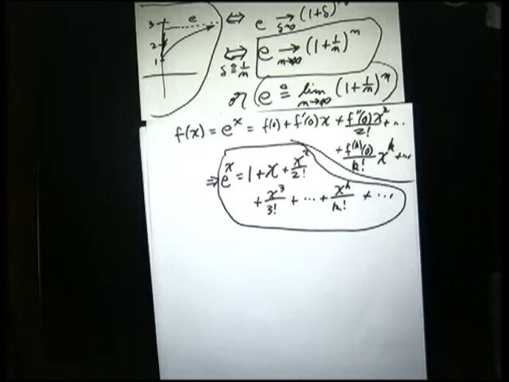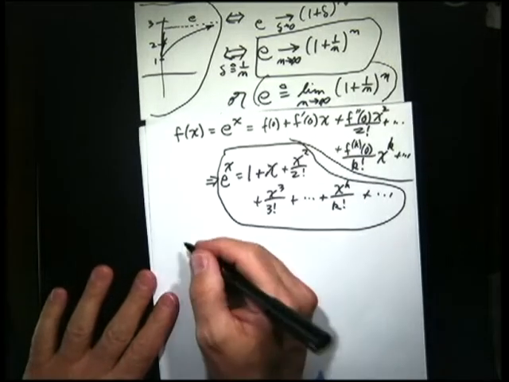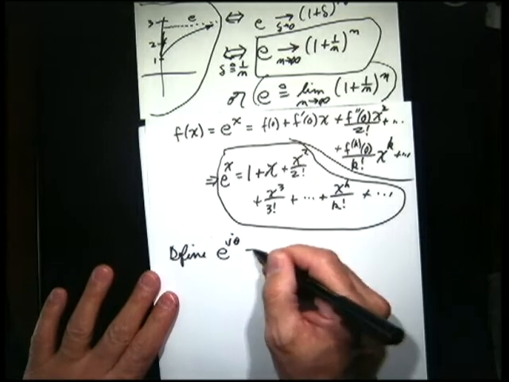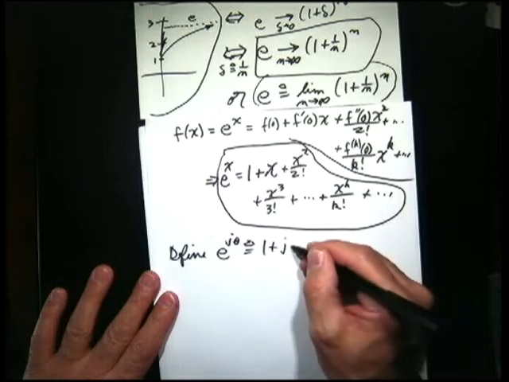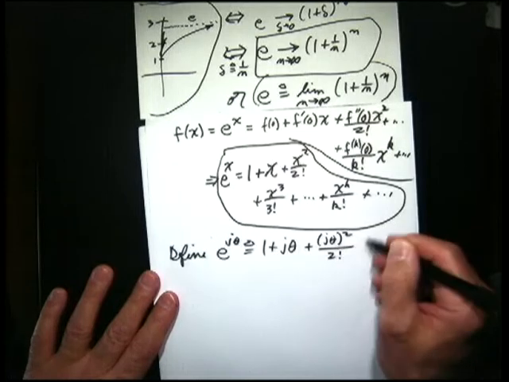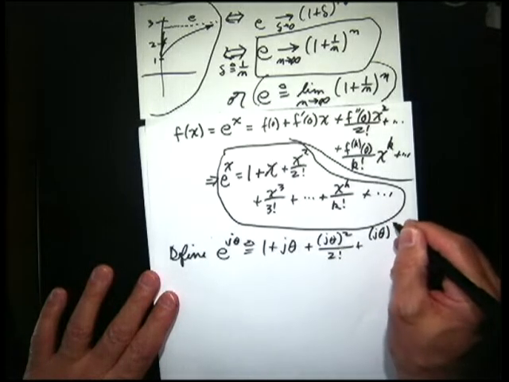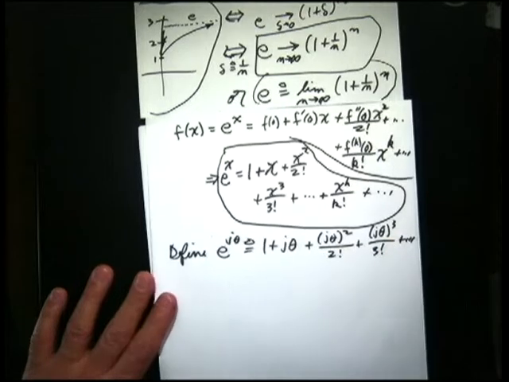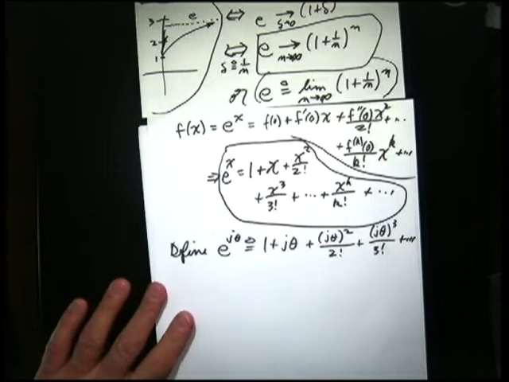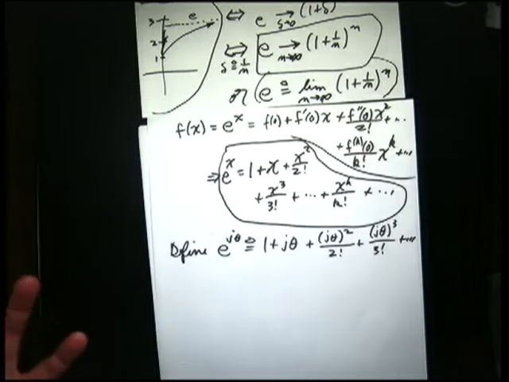So now we can plug complex numbers into the polynomial, and that defines e to the x for a complex x. So define e to the j theta as 1 plus j theta plus (j theta) squared over 2 factorial plus (j theta) cubed over 3 factorial and so on. And that is our definition of e to the j theta. We're just plugging into the polynomial series expansion of e to the x.